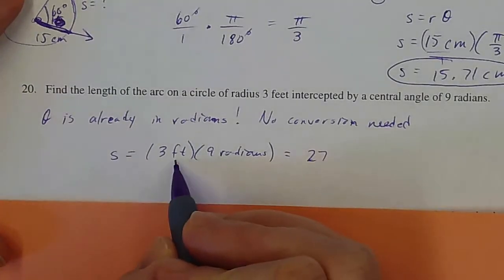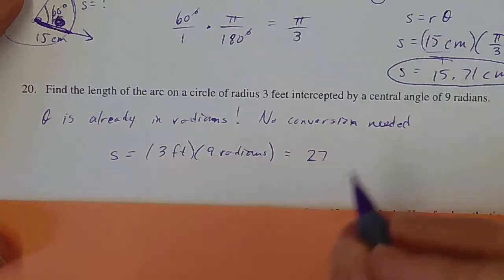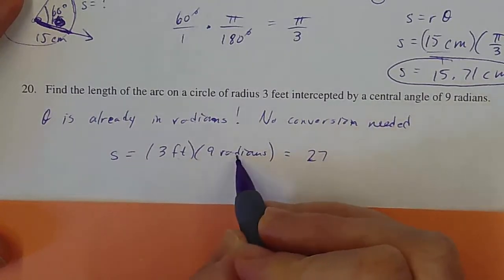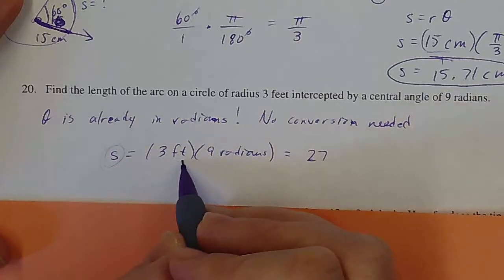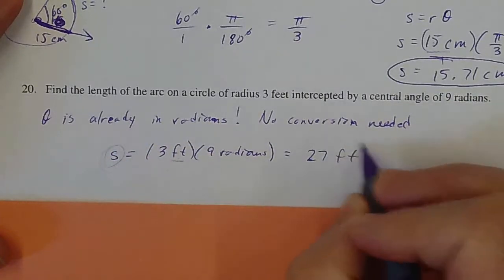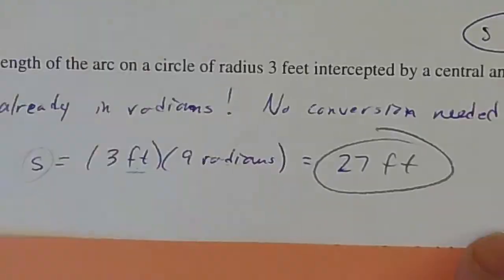Okay, so 9 radians times the 3, S equals R theta. That's it. You might be wondering which unit to use, but remember, your answer is not an angle. It's a distance, so that's why we'd use feet here, okay? 27 feet is the answer.